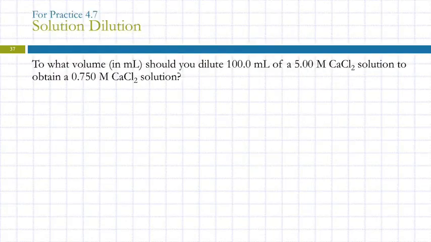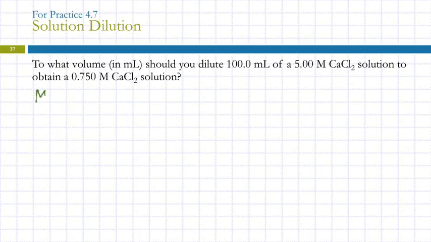So let's look at how we might do a calculation. To what volume in milliliters should you dilute 100 milliliters of a 5 molar calcium chloride solution to obtain a 0.75 molar calcium chloride solution? So I mentioned students like this dilution equation. So how do you know when it's okay to use that? Well, here's the word dilute. If you see that, you're good. The other thing to look for here is this is calcium chloride and this is calcium chloride. It's the same solute. There's no chemical reaction occurring here, so we can use the dilution equation.